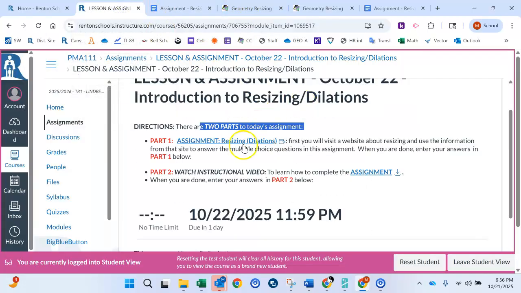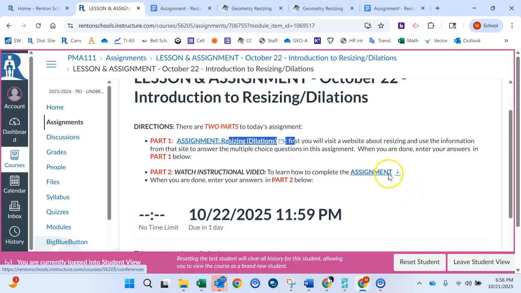When you finish that, then you'll be watching the video that you're watching right now, okay? So right now, if you're watching that, hopefully you finished this here first. Then make sure to download the assignment.